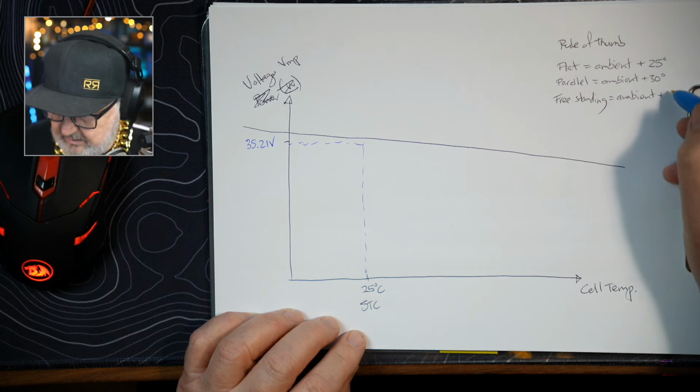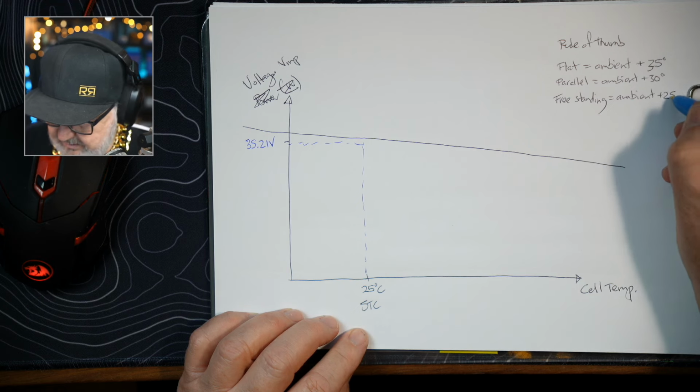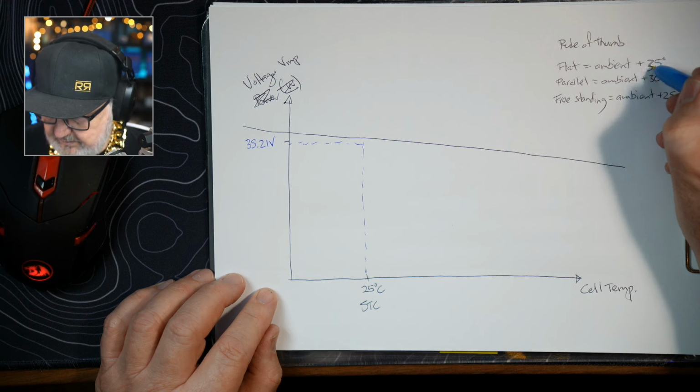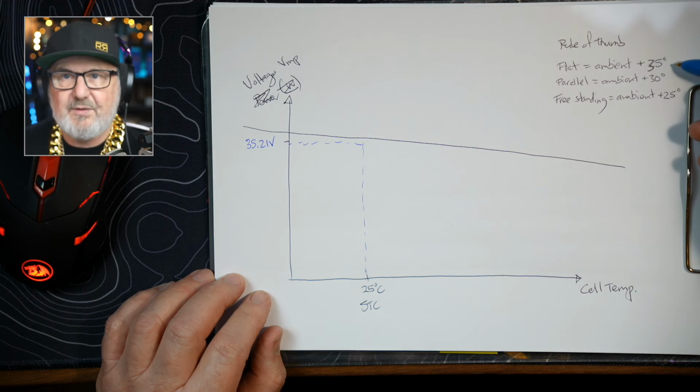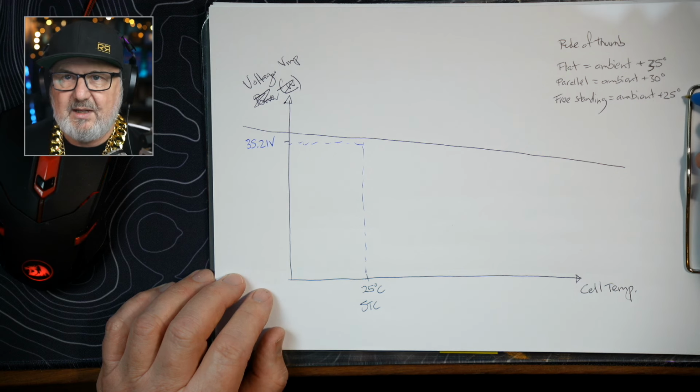And so freestanding, oops, I got these around the wrong way. That's 35. This is 25. Gee, that was a big mistake. So the worst case is flat on the roof, 35 degrees increase under full sun, parallel to a sloped roof, 30 degrees increase, and freestanding 25 degrees increase from ambient.